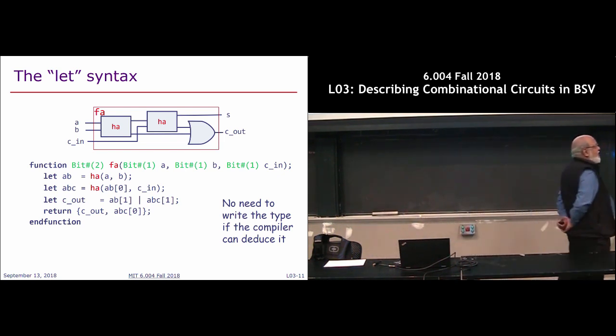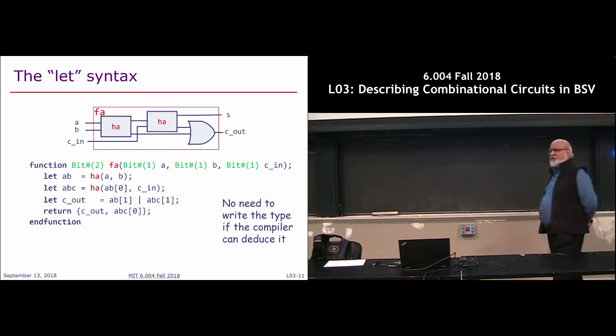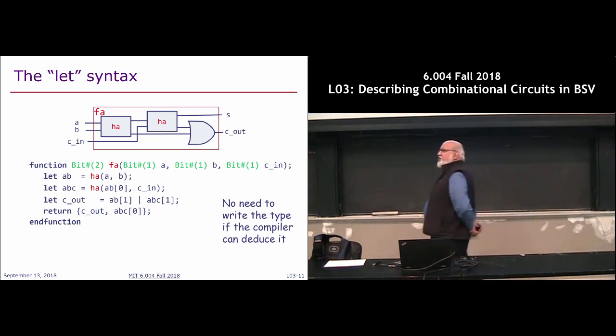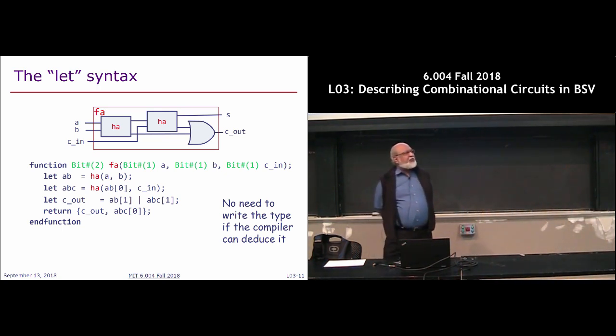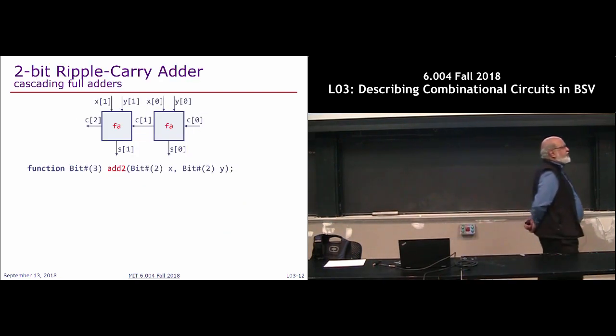And now you can tell me how big is return C out, comma AB zero. How big is the return quantity here? How big is C out? 1 bit. And AB zero? 1 bit, right? Because you have extracted that bit from the 2-bit quantity you had over there.